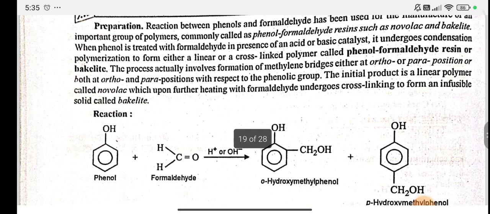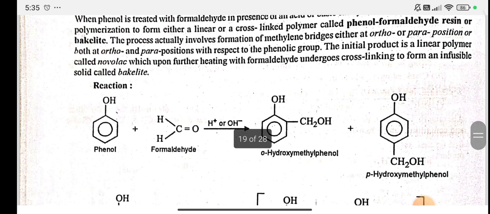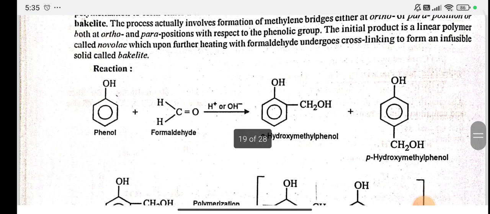The process actually involves the formation of methylene bridges either at the ortho or para position, or both at the ortho and para positions with respect to the phenol group. The initial product is a linear polymer called Novolac, which upon further heating with formaldehyde undergoes cross-linking to form an infusible solid called Bakelite.